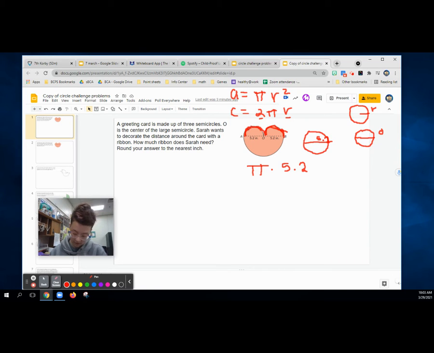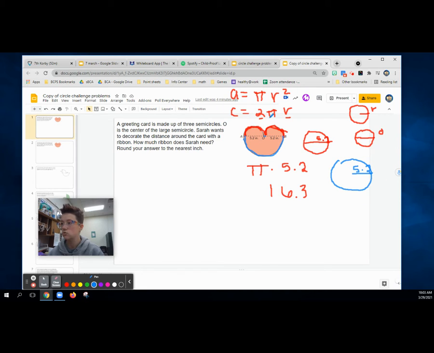I'm going to use the pi button in my calculator. If you don't have one, you can use 3.14. So this top distance is 16.3. It says round to the nearest inch, so while I'm calculating, I'm going to use 1/10 of an inch. Now let's find this distance, the bottom of the card. Here we have a radius of 5.2 because O is in the center of the large semicircle. So I need to find the circumference of that circle.